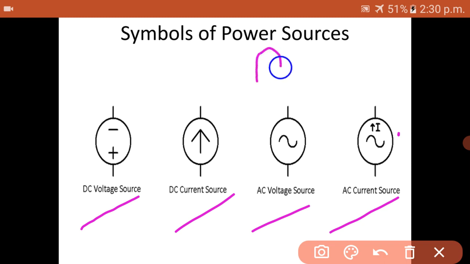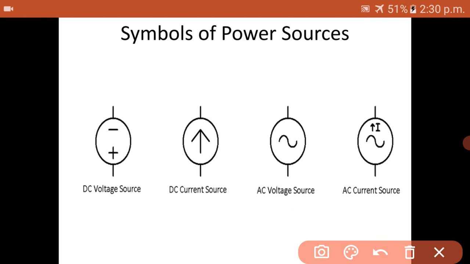Always AC is denoted by this cycle because AC contains positive and negative cycle. So here in both these symbols we can see both the AC symbols for the voltage and current. It contains this cycle, AC cycle. AC is always denoted by this AC cycle.